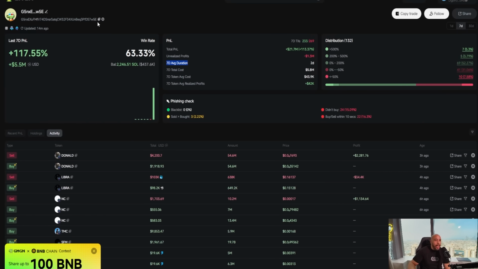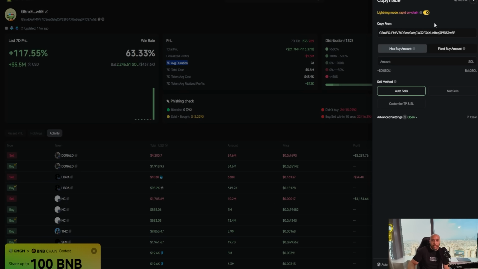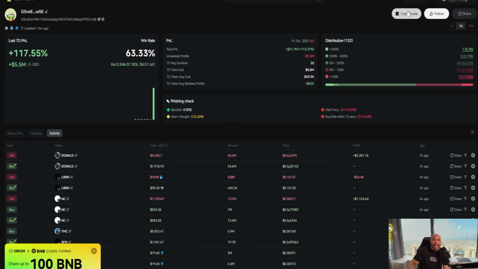So this is a good wallet. So now what you can do with this wallet, you can copy trade them, okay? Or you can put them as an alert.